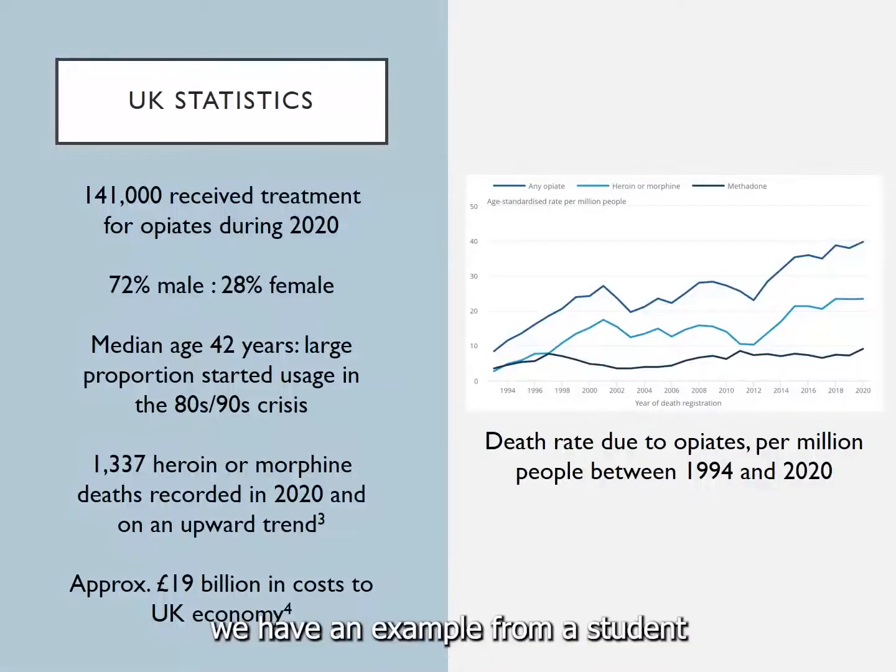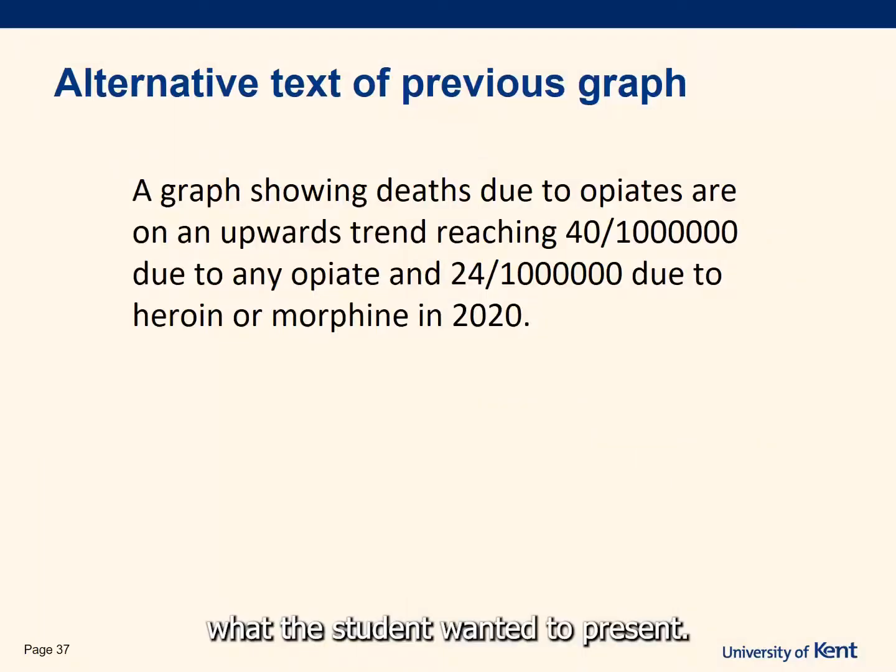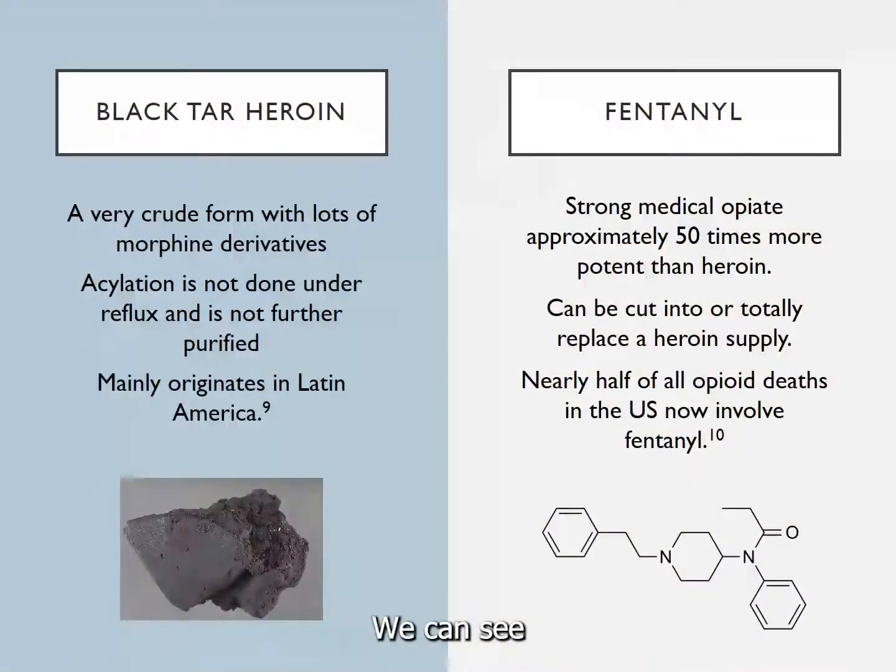In this slide we have an example from a student who also adopted alternative text, and all the slides were made available to all the students, and in fact the alternative text for the graph shown in this image does actually help to highlight what the student wanted to present. And this highlights that using alternative text and making the slides available beforehand is a benefit to all users, not just people with visual impairments. We can see good aesthetic values, good size font, and a range of imagery including chemical structure were used.